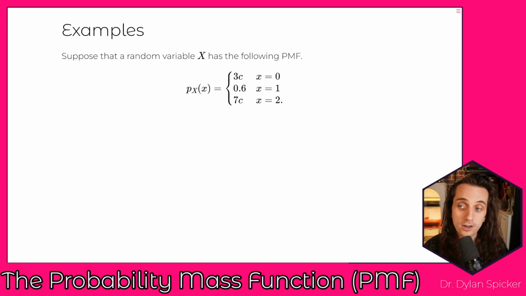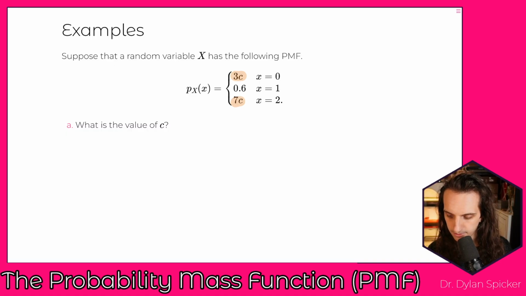Now, this can be useful for us when we have partial information about our probability mass function and we want to work out what the full information is. In this case, we have a random variable x, and we're given this probability mass function here. The trouble is that we're told the probability at 0 is 3 times c and the probability that it's 2 is 7 times c, but we don't know what c is. So the first question we could ask is, what is the value of c here?